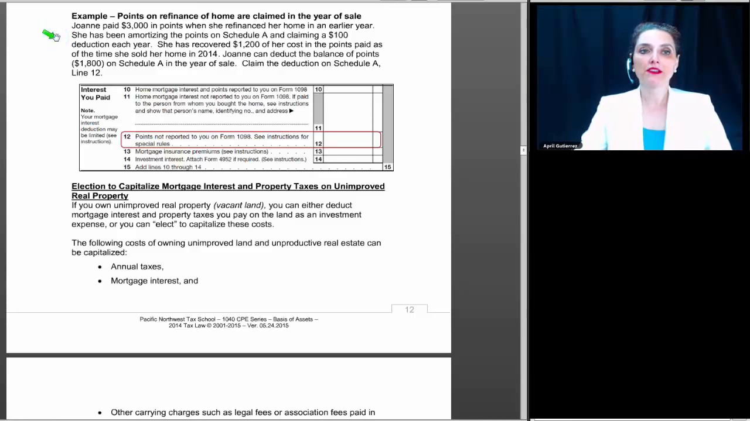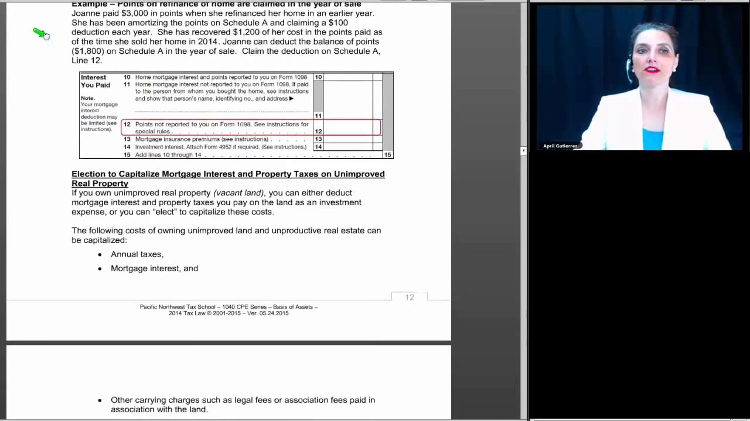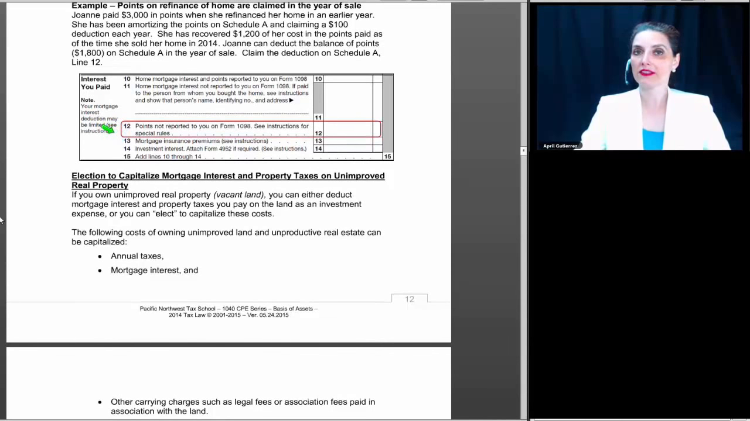Joanne paid $3,000 in points when she refinanced her home in an earlier year, and she has been amortizing the points on Schedule A and claiming a $100 deduction each year. She has recovered $1,200 of her cost in the points paid as of the time she sold her home in 2014. Joanne can claim a deduction for the balance of the points, which is $1,800, on Schedule A in the year of sale, and she will claim a deduction on Schedule A on line 12. That's the specific point where this type of deduction is claimed.